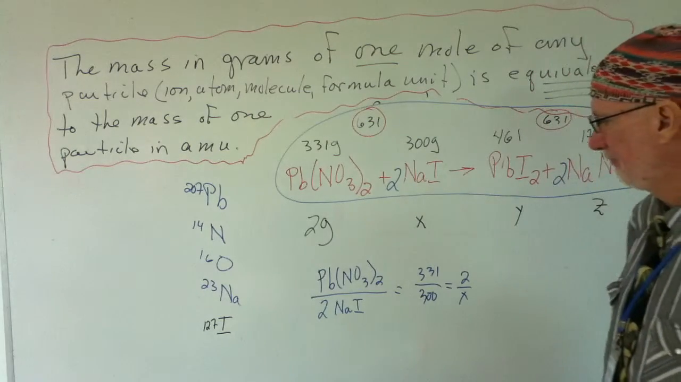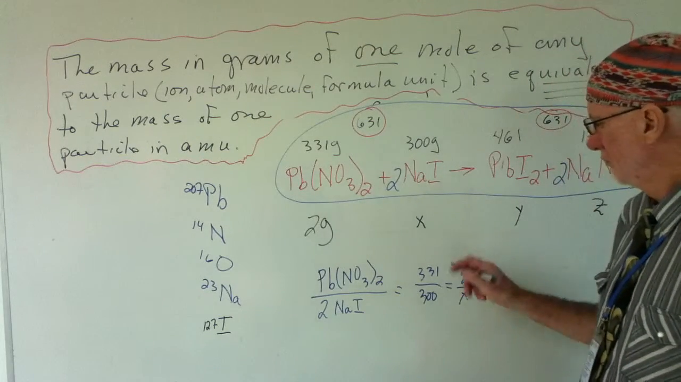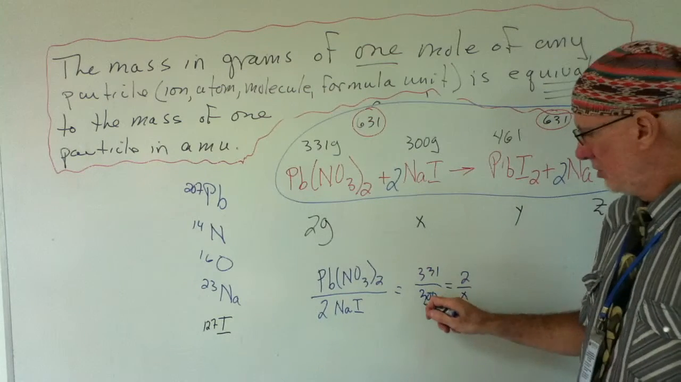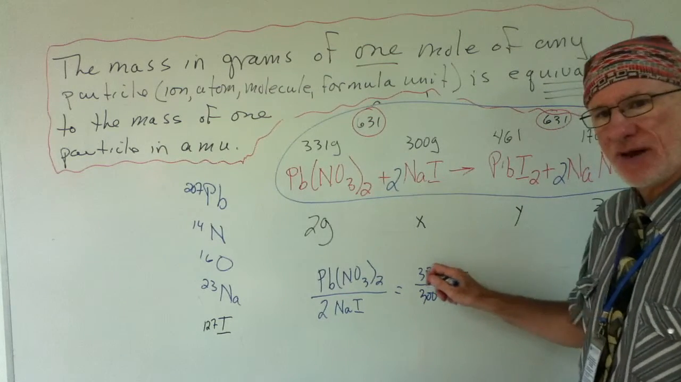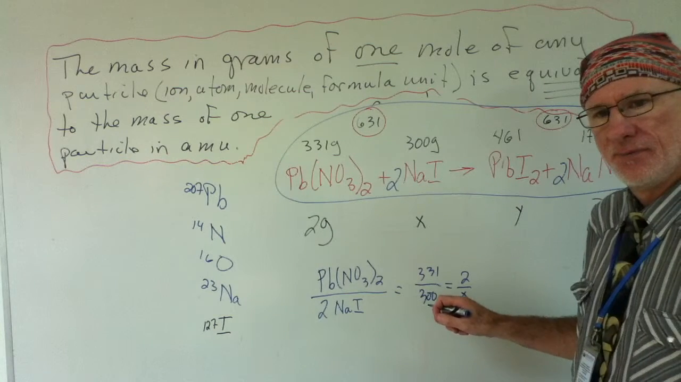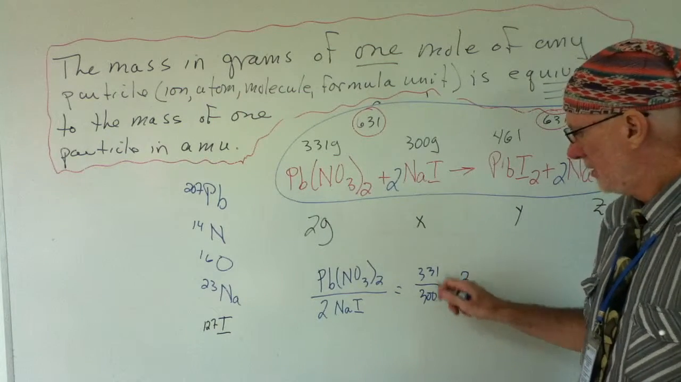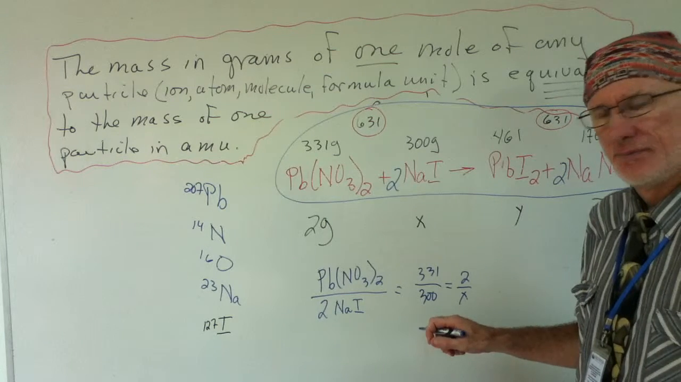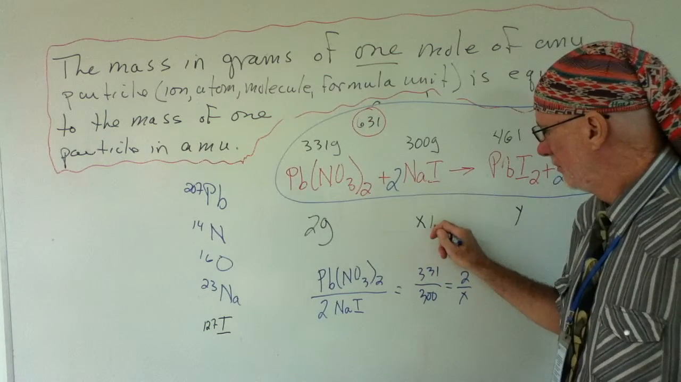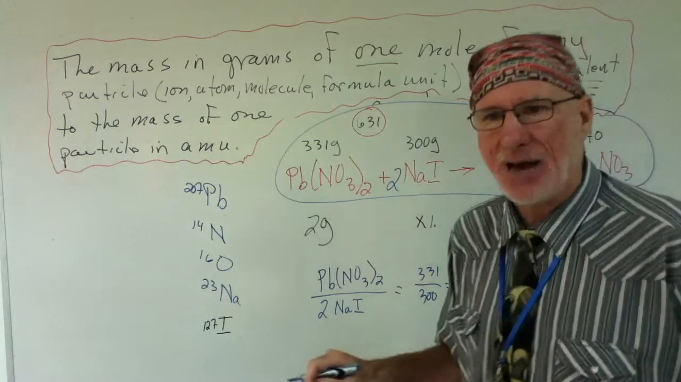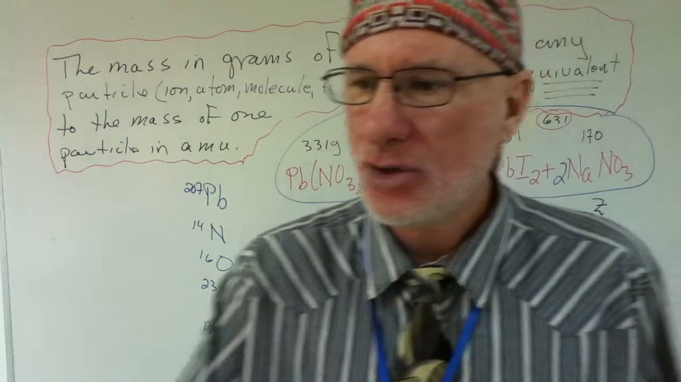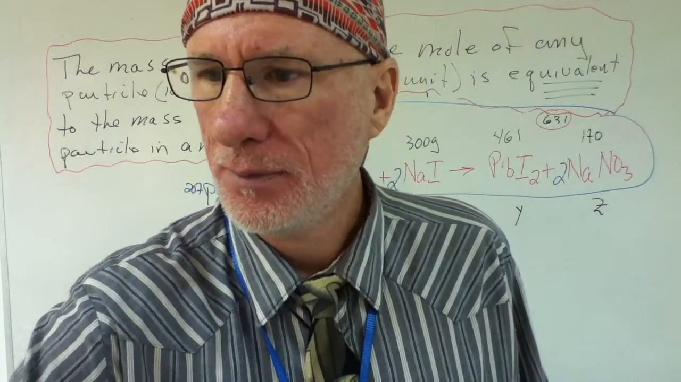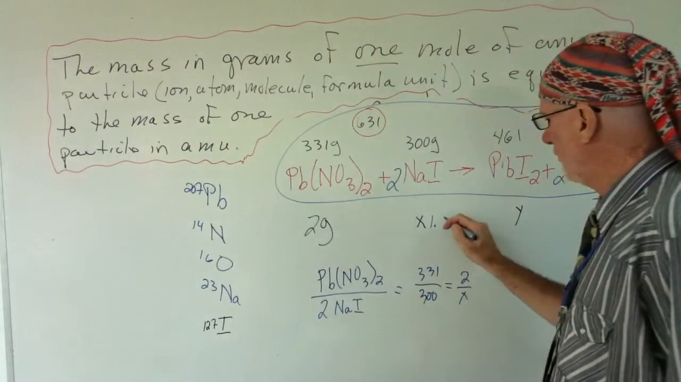So what's x? X is 300 times 2, which is 600, divided by 331. Cross multiply and divide. 600 divided by 331 is 1.81268888. All right, give me 3 significant figures, 1.81. When in doubt, 3 significant figures.